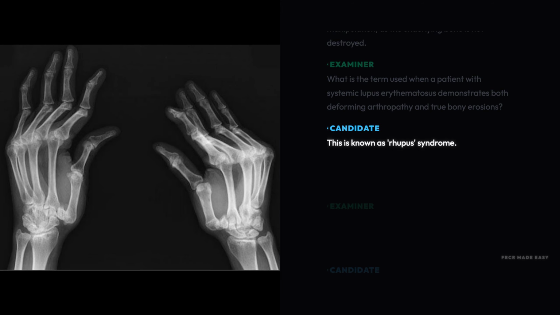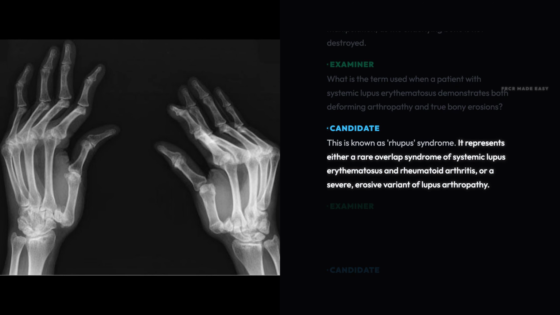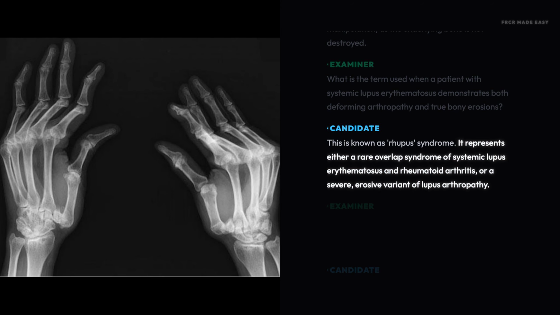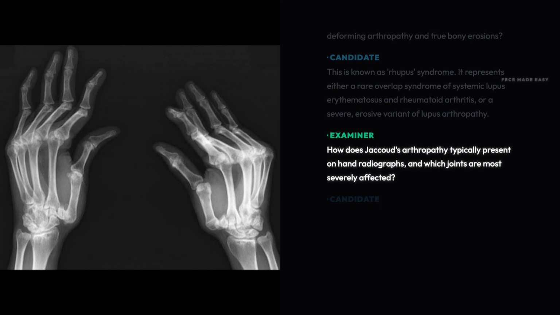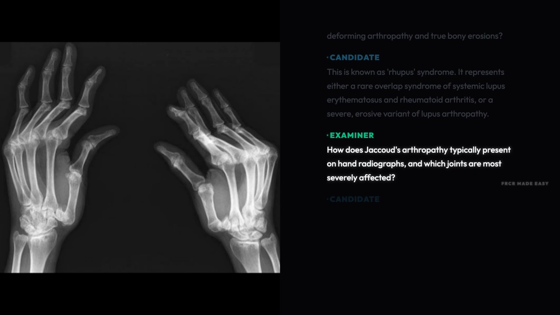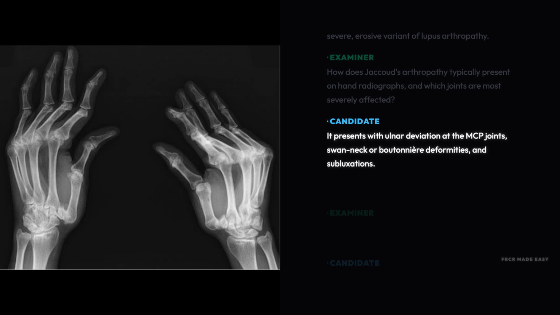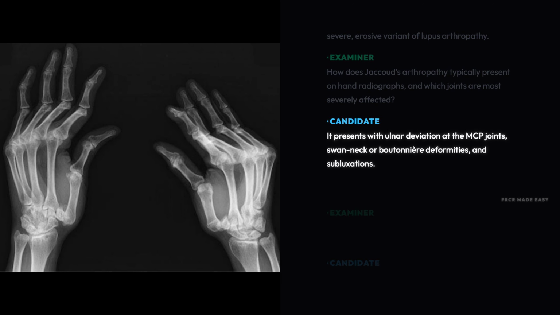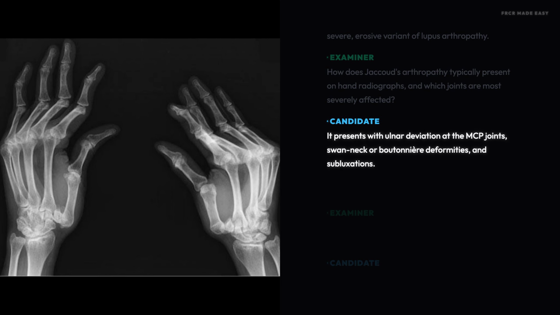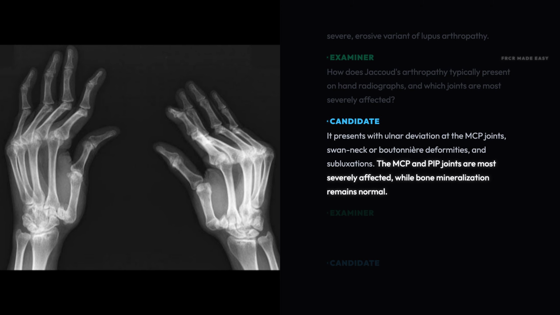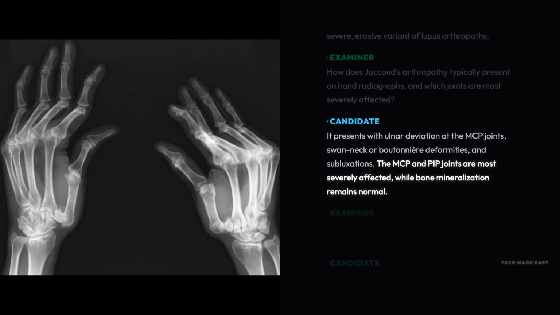It represents either a rare overlap syndrome of systemic lupus erythematosus and rheumatoid arthritis, or a severe, erosive variant of lupus arthropathy. How does Jacquard's arthropathy typically present on hand radiographs, and which joints are most severely affected? It presents with ulnar deviation at the MCP joints, swan neck or boutonniere deformities, and subluxations. The MCP and PIP joints are most severely affected, while bone mineralization remains normal.